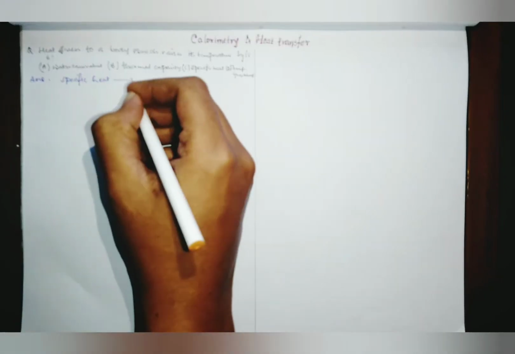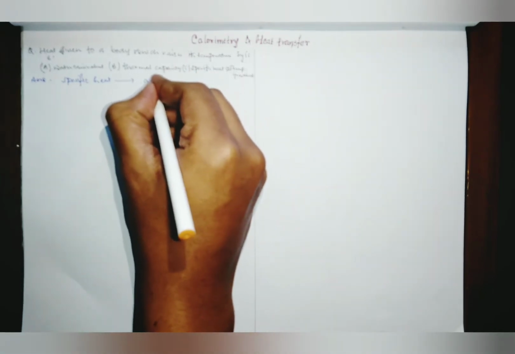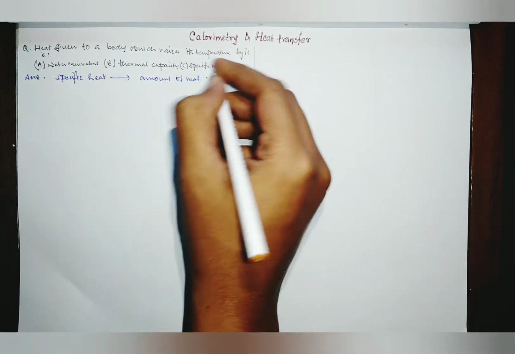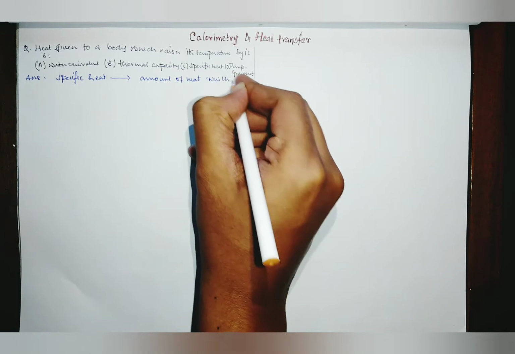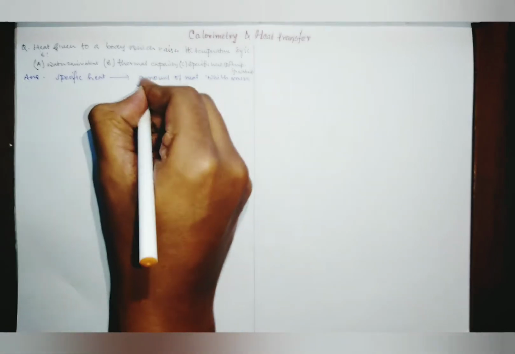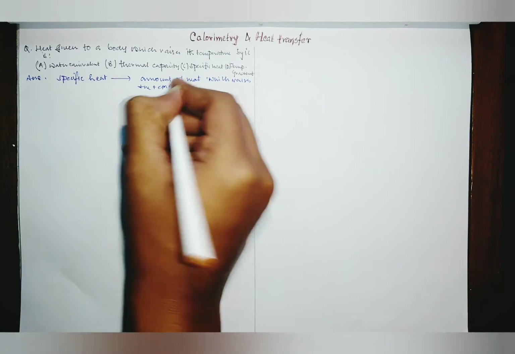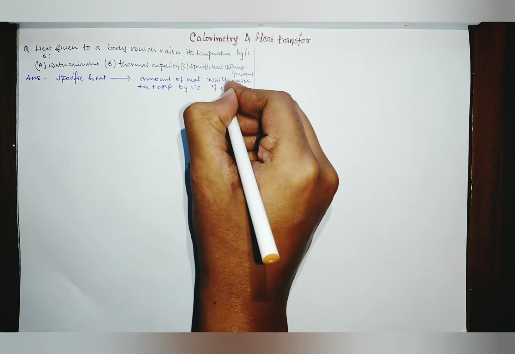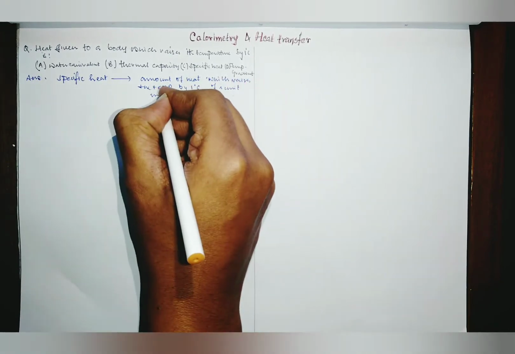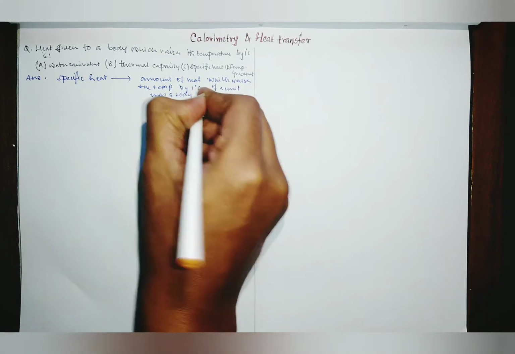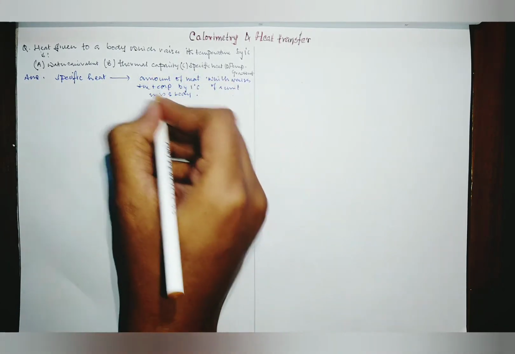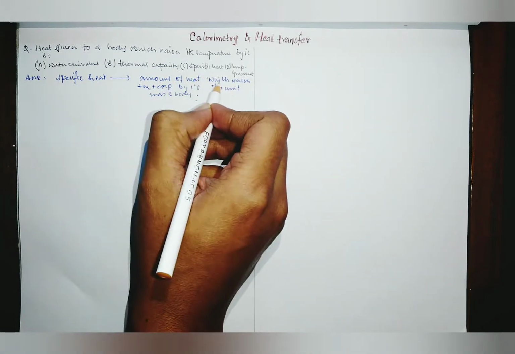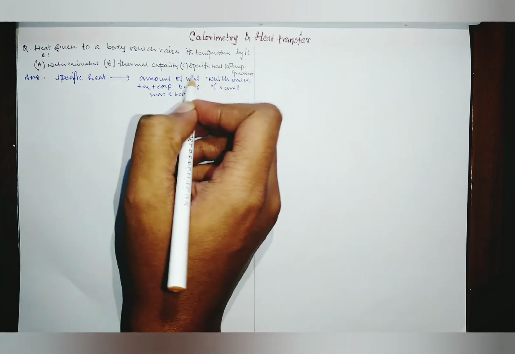From the foundations only we are studying that the specific heat is the amount of heat. What is the specific heat? It's the amount of heat, right, which raises the temperature by 1 degree Celsius for a unit mass body. So the definition of specific heat is this. So very clearly, option C is not going to be the right answer.